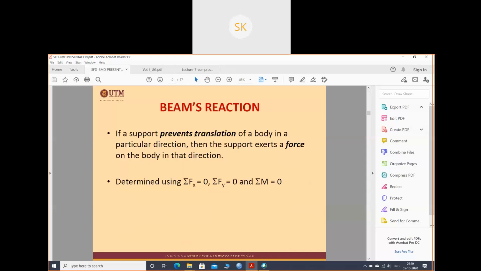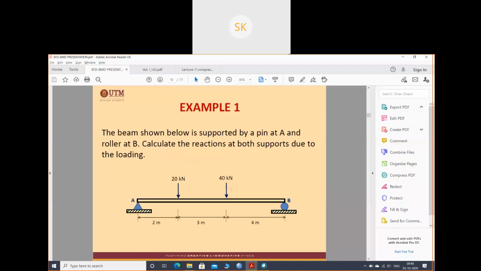If a support prevents translation of a body, translation meaning vertical and horizontal movement in a particular direction, then the support exerts a force on the body in that direction. We find the beam's reactions by these equations. So let's start with an example. The beam shown below is supported by a pin at A and a roller at B. Calculate the reactions. First we'll find the reactions, then we'll move to shear force and bending moment. Calculate the reactions at both supports due to the loading.